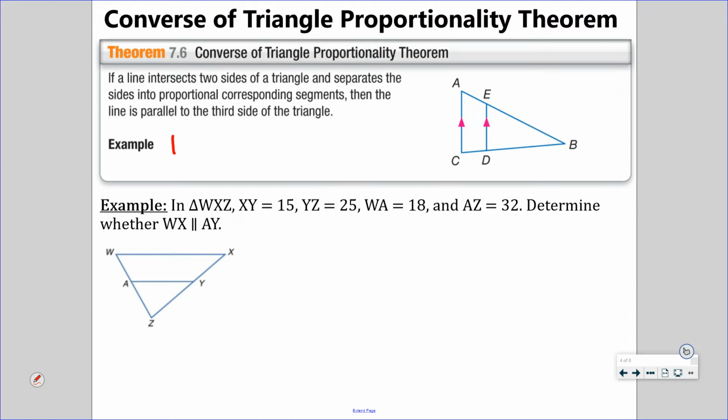So if we can show, let's say, this ratio of AE to EB, so if it separates it into two proportional parts, then CD to DB, if those are proportional, then we can conclude that segment that intersects those two sides is parallel to the other, or the third side of the triangle.